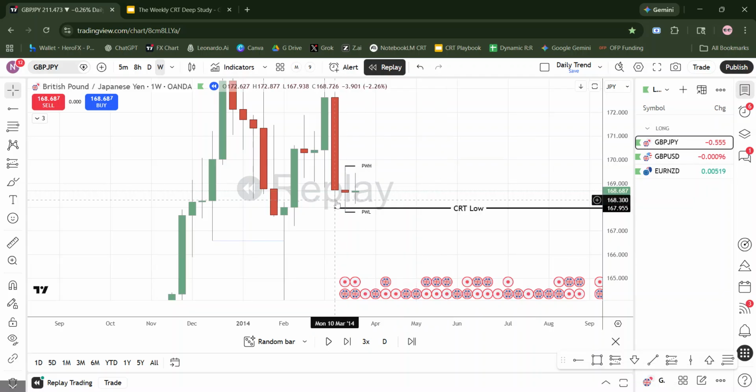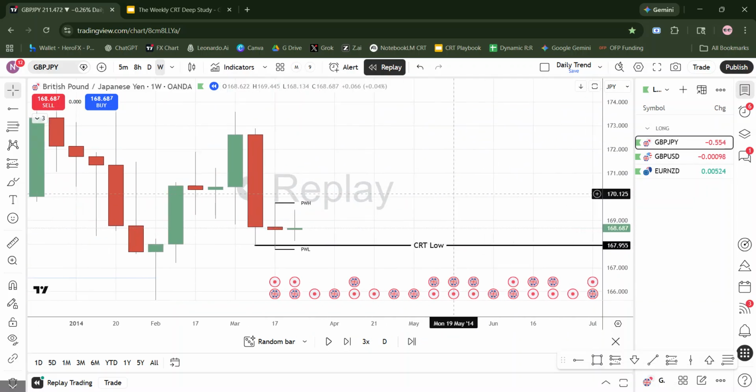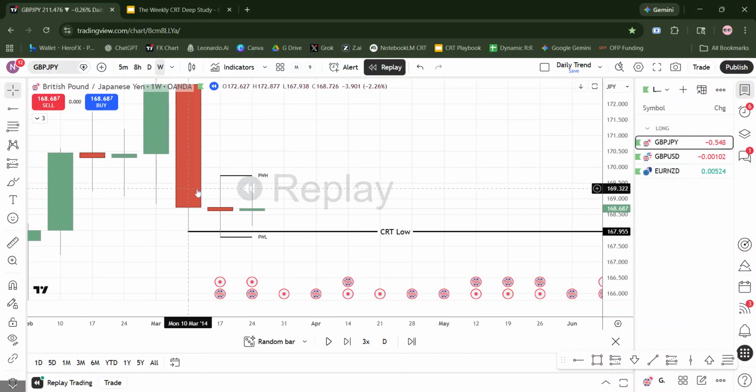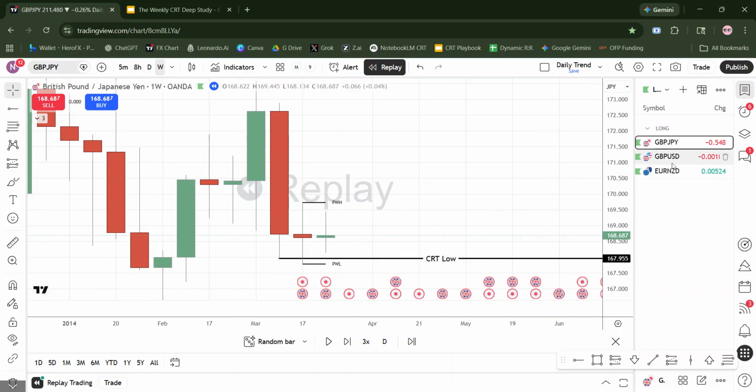CRT low. Okay. So we have candle one. Let me make this bigger. Candle one, candle two. Okay, that's over 2 weeks. All right. So I'm going to press pause on that one for now and then go to GU.